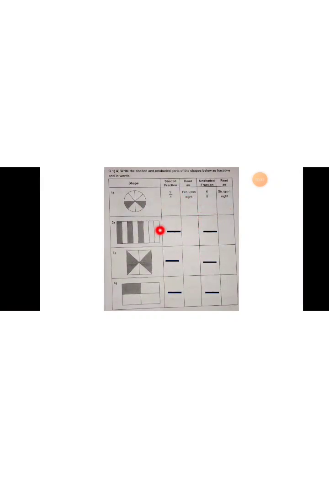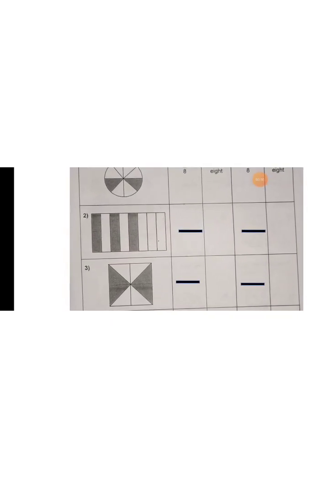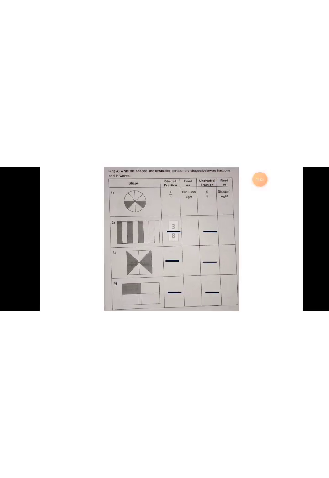Let us go to the next fraction. Again you are having 8 equal parts. Out of 8 equal parts, 3 are shaded. So your fraction is 3 upon 8 and you read it as 3 upon 8. Now when you look at the unshaded part, you are having 5 uncolored parts. So your fraction becomes 5 upon 8. 8 is the total number of equal parts. You read the fraction as 5 upon 8.